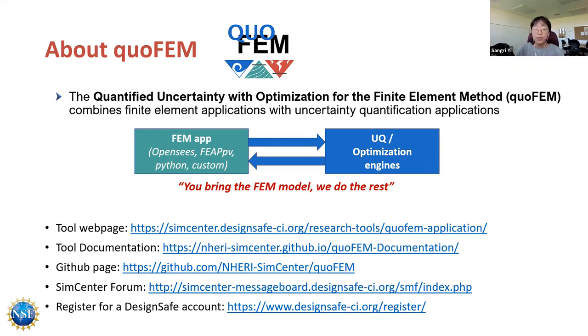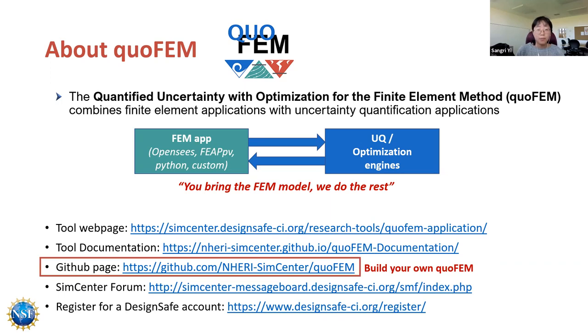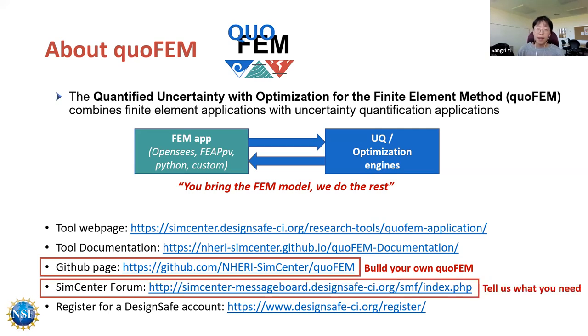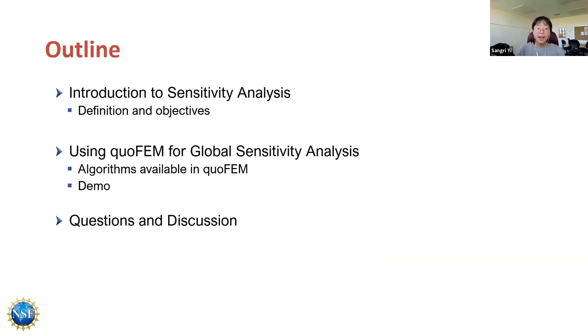But in case you want to go into more detail for these algorithms, you can always try to build your own quoFEM. We are an open source project, so we have everything on GitHub and we have nice documentation and we are always here to help you. Another thing you can do is to submit a feature request through the SimCenter forum if you think this new feature can benefit many other users. Saying that, I will move on to what is global sensitivity analysis and why it can be useful in research.